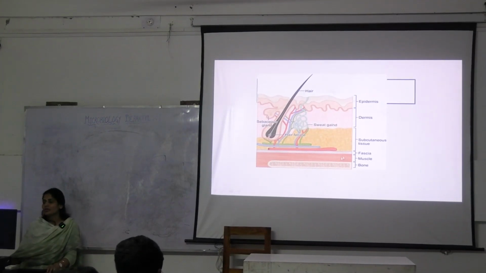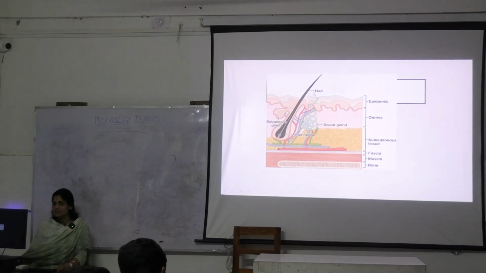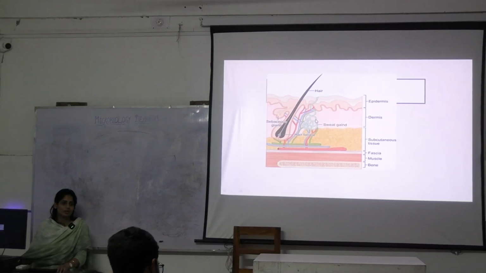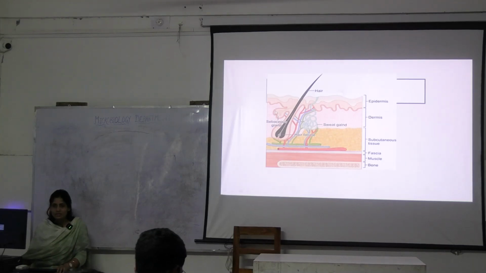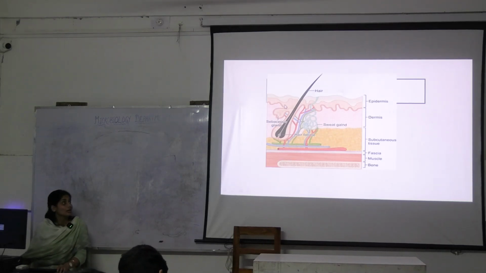So whatever layer or part of the skin is getting infected with an organism causing inflammation, which is evident by what symptoms, what signs? Redness, swelling, right? If it becomes a systemic infection, the person may experience chills, fever, okay?